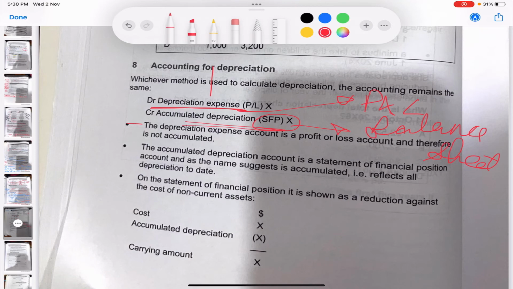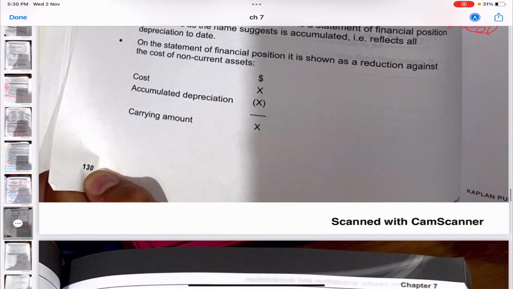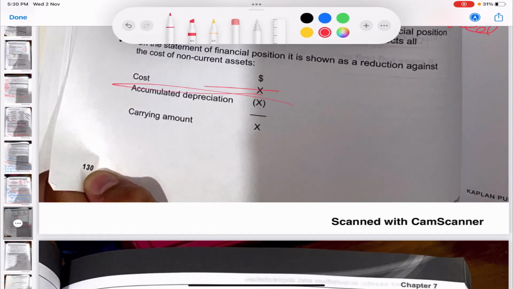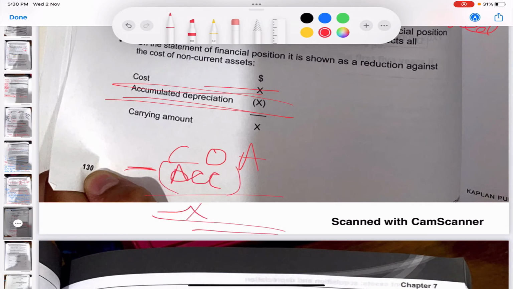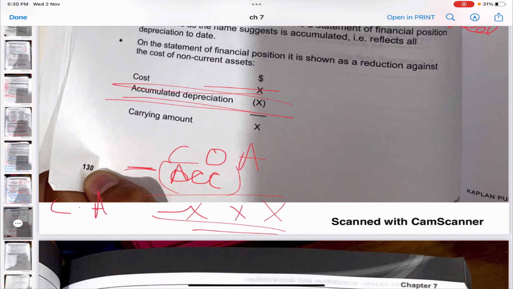Okay, so how is it shown in the balance sheet? We have the cost of the asset minus the accumulated depreciation, which means we have the cost of the asset, and till date whatever depreciation has taken place, that will be minus. Then we will be left with the actual current value or the carrying amount of the asset.